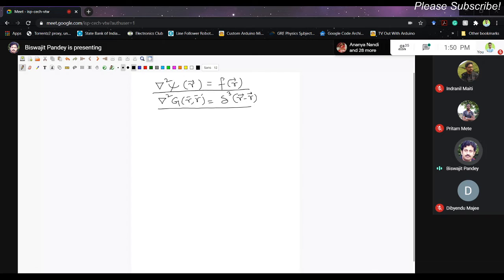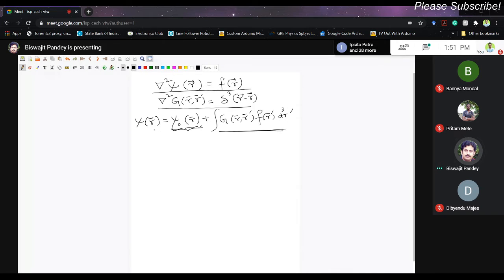How? Let us write the solution here. Suppose I write psi of r is equal to psi 0 of r plus the integral over r prime of g(r, r prime) f(r prime) d^3 r prime. Look at this. Psi 0 is the solution of the homogeneous equation, that is, the Laplacian of psi equal to 0. When you solve a differential equation, you have two different kinds of solution. One is called the complementary function, and the other you can think of as the particular integral. So psi 0 of r is basically the solution for the homogeneous equation.